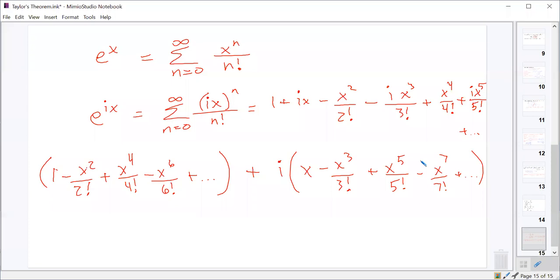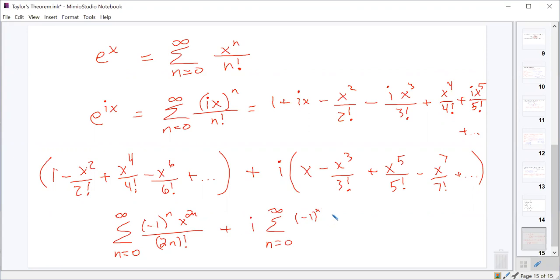I promise there's a really cool payoff here. What is this? This is a sum from n equals 0 to infinity of alternating, so negative 1 to the n, and looks like that's x to the 2n over 2n factorial. That should look familiar, I hope. Plus, what's going on over here? We have i and a sum from n equals 0 to infinity of, well, what is this one? It's alternating, negative 1 to the n, x to the 2n plus 1 over 2n plus 1 factorial. That should look familiar too. Both of those look a little bit familiar to you?